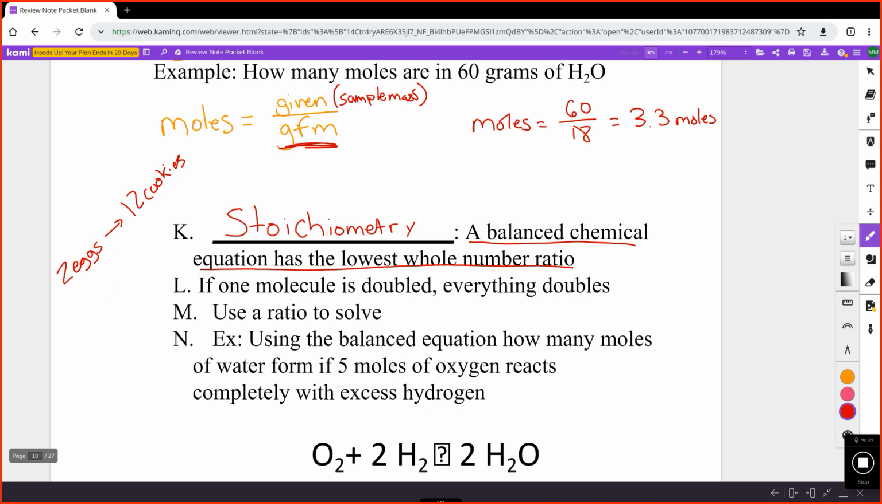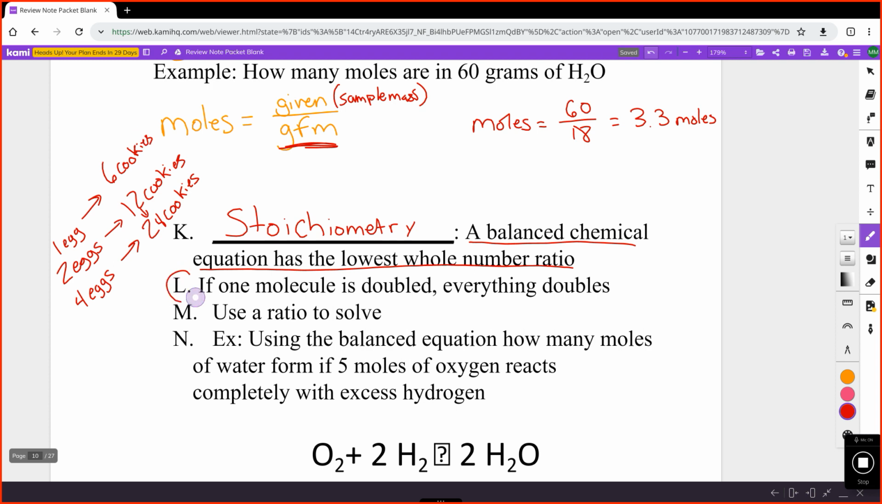If I wanted to make 24 cookies, that would be double the original amount of cookies. Well, I would need to double the amount of eggs. Or if I had 1 egg, that's all I had in my pantry, and I really wanted to make cookies, well, I couldn't make 12 cookies with 1 egg. But since 1 is half of 2, I can produce half the amount of cookies with half the amount of starting ingredients.